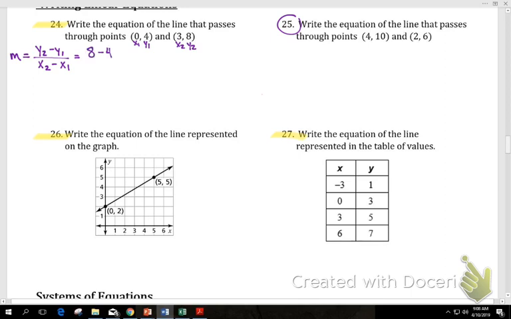Okay, so what goes in the numerator? Say it with me. 8 minus 4 over 3 minus 0. So that's 4 over 3.